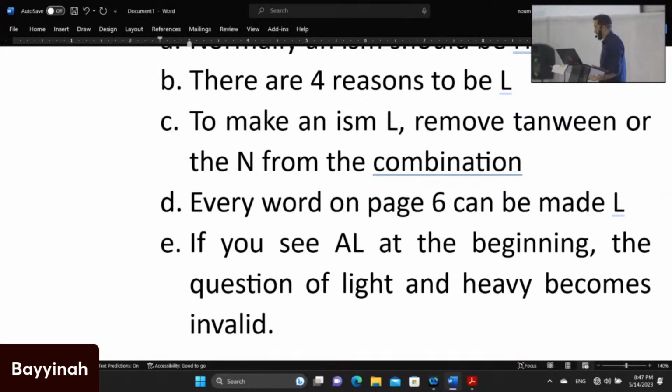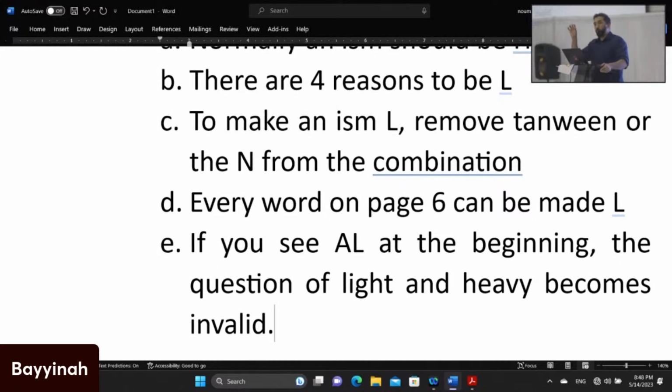Okay, let me explain what I mean. If you see al at the beginning of a word, then the question of light and heavy becomes what? Invalid. We don't ask if it's light or heavy. We don't care. The only time we care about light or heavy is if it does not have al on it. So you never say to me or anyone else, oh, the word al-kitabu is light. Wrong. The word al-kitabu does not allow the question light versus heavy. It's not a thing.